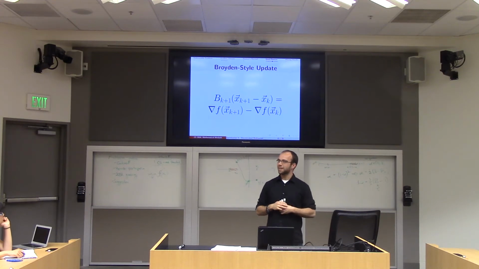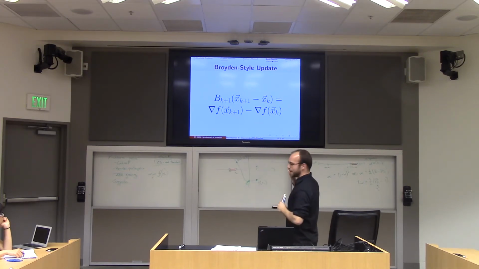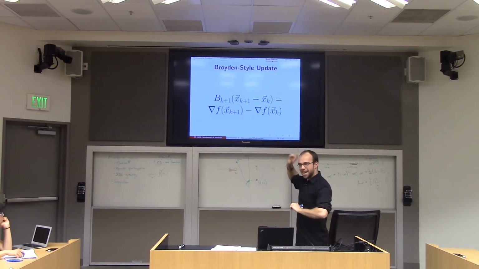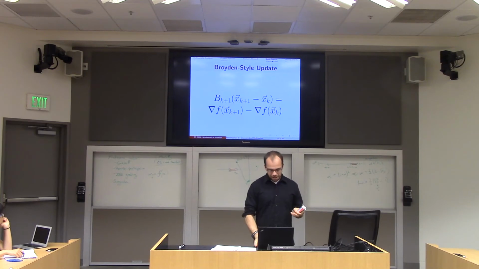Can somebody give me a property of the Hessian of a function? Just one thing. Symmetric. The Hessian matrix is symmetric. Is there any reason why something updated using Boyden's method should be symmetric? No. Absolutely not.